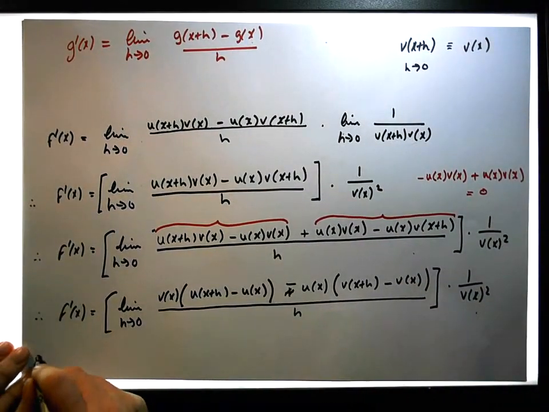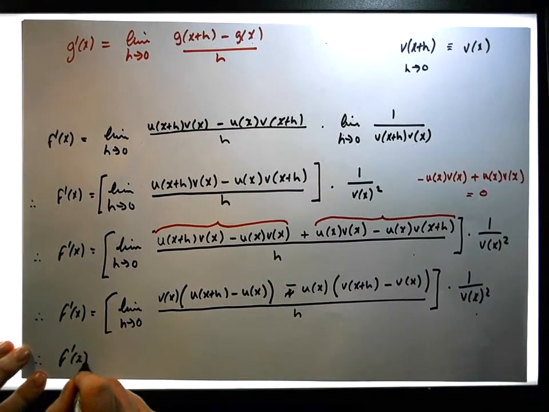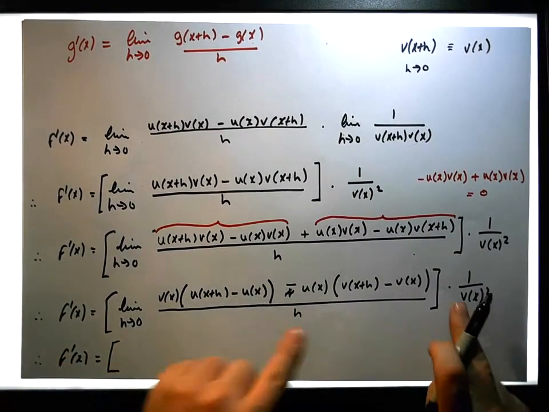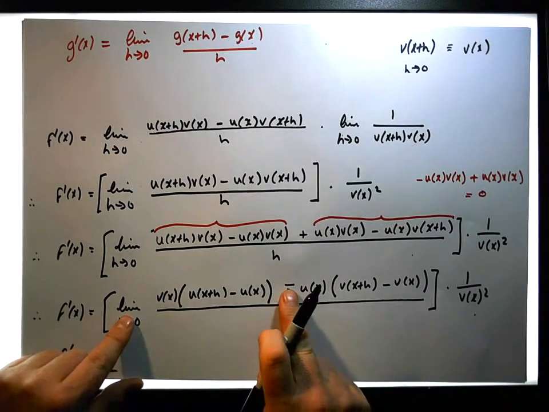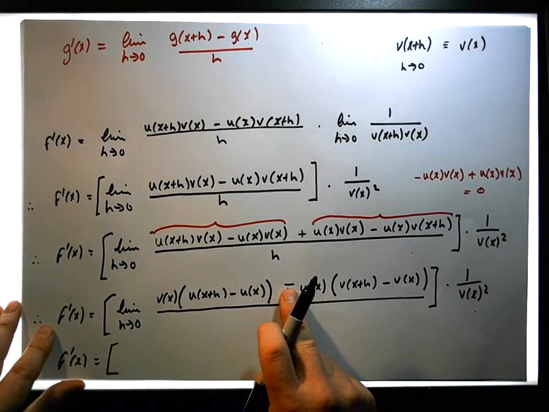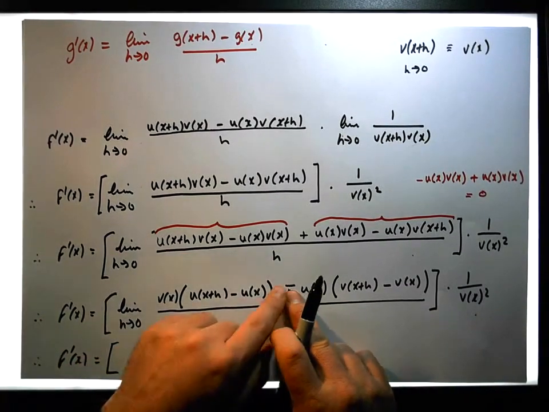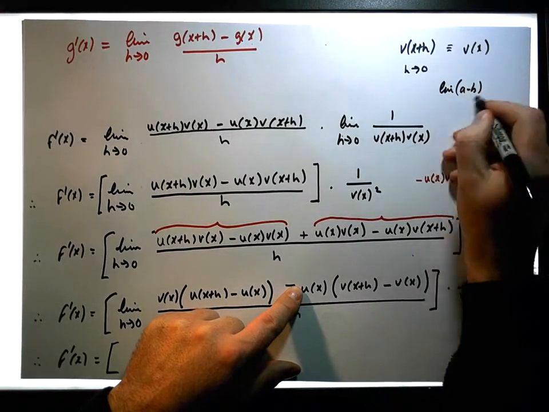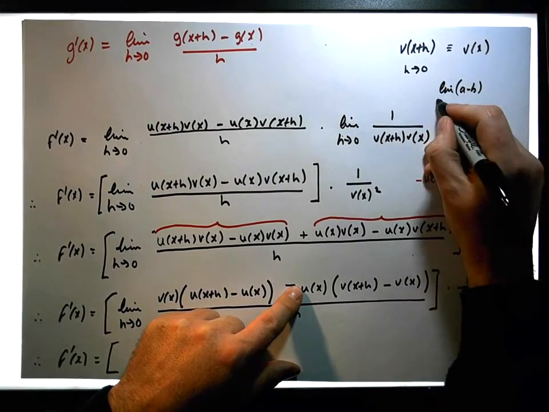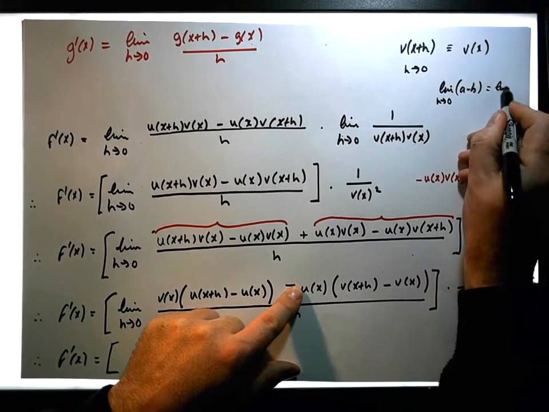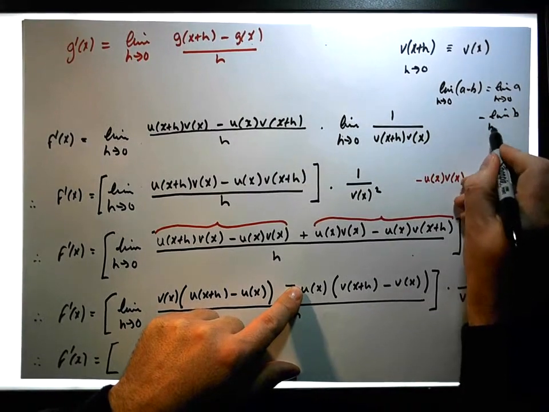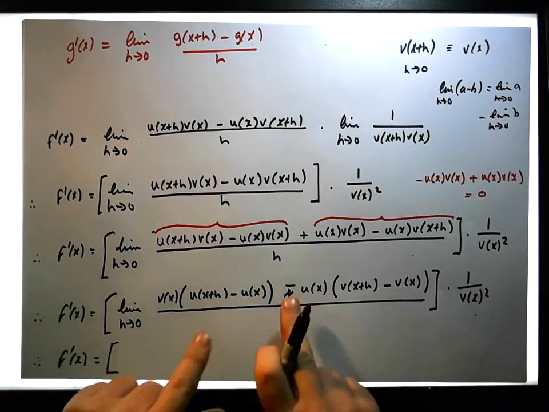So therefore we have, let me just bring this back down here. So f prime of x must be equal to this particular product here, but where we have a difference. So once again, keep in mind that the limit of a minus b, as h tends to 0, is the same as the limit of a as h tends to 0 minus the limit of b as h tends to 0. So we can break this up into two limits.